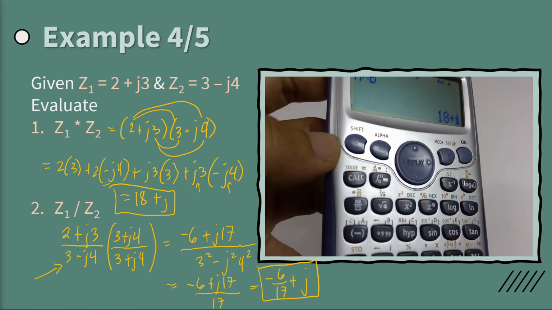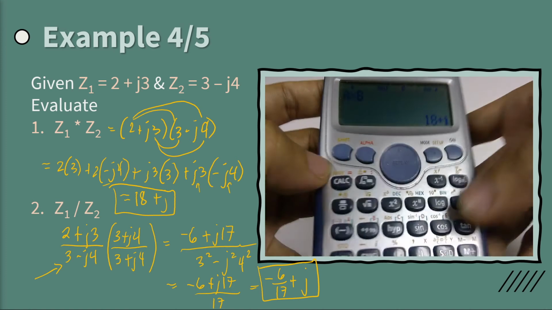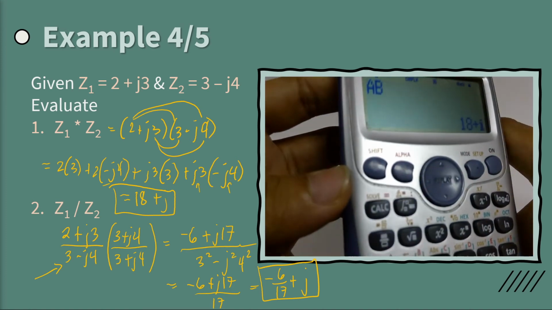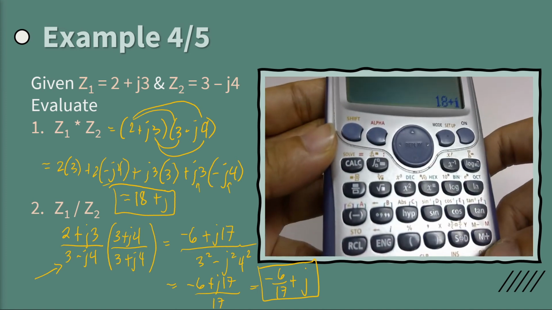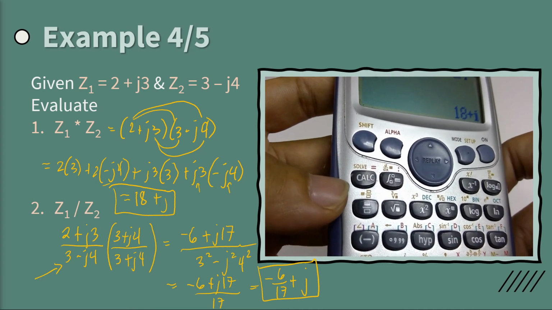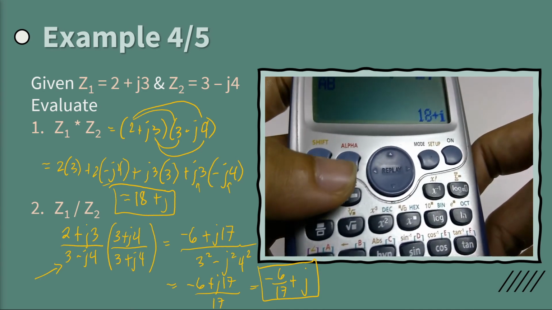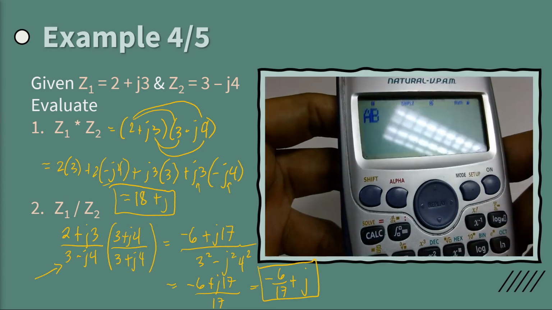So we got the correct answer, 18 plus i or 18 plus j. You also don't need to write the times if you want. So the same answer. As I said, you can manually solve 2 plus 3i times 3 minus j4, but this way it's better because it's faster. And then you can do the division like this. You press the divide.